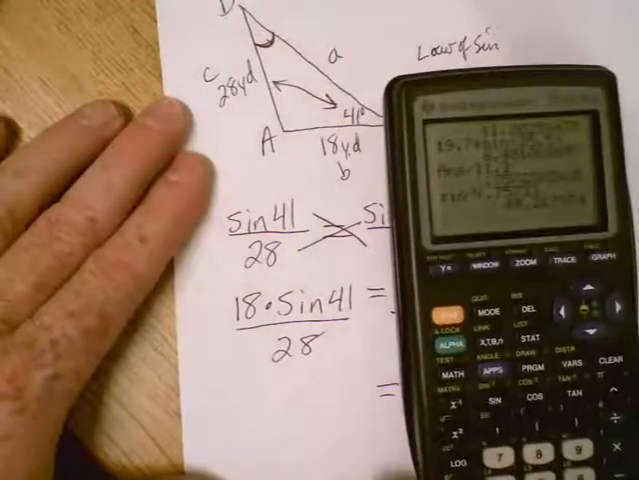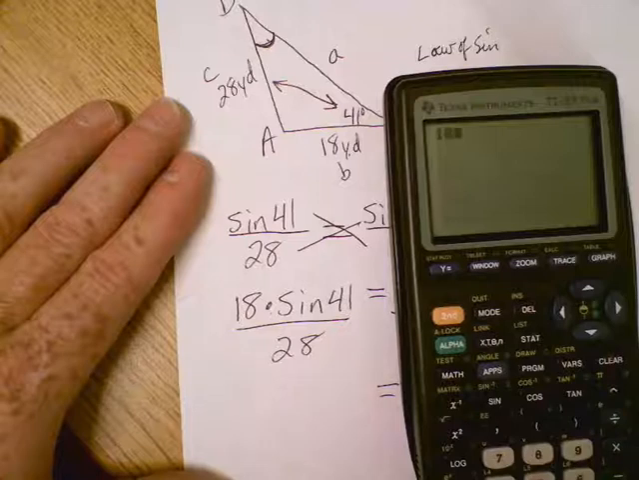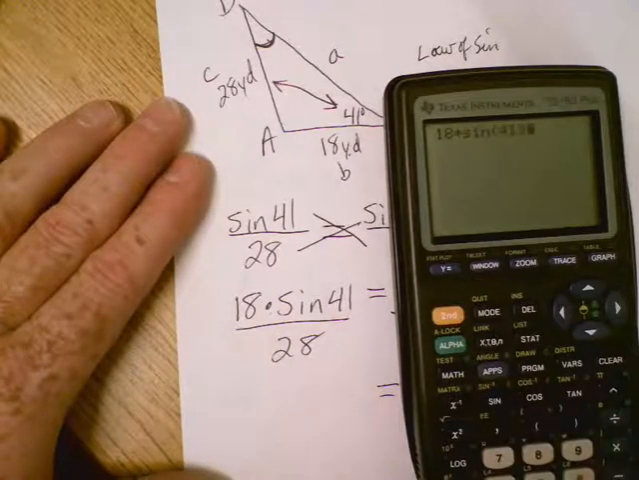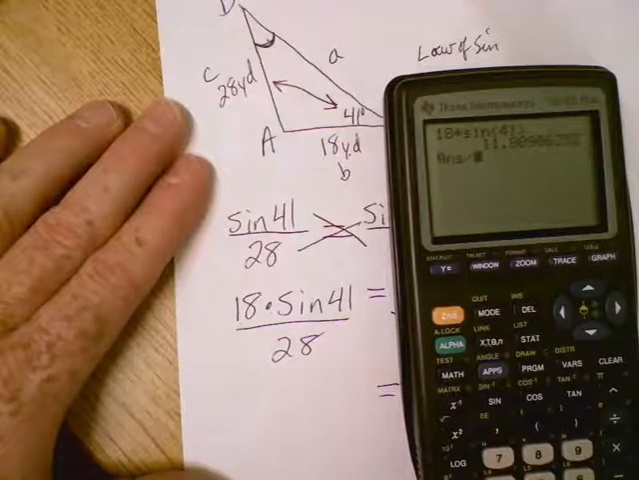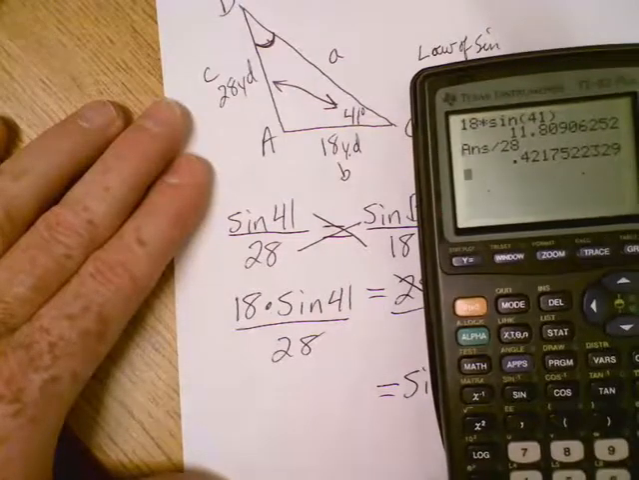I'm just going to punch that into my calculator. Do the top first, so let's clear all this off. 18 times the sine of 41. That gives me that number. Then I'm just going to hit divided by 28. And it's 0.4218.